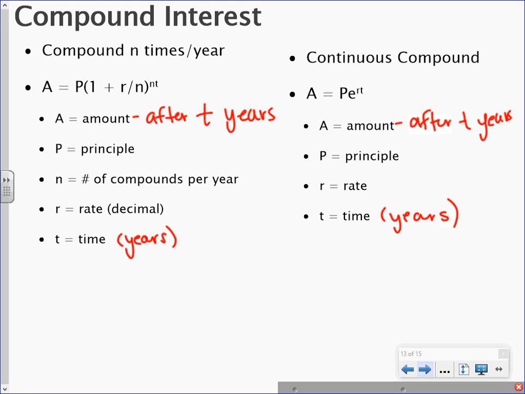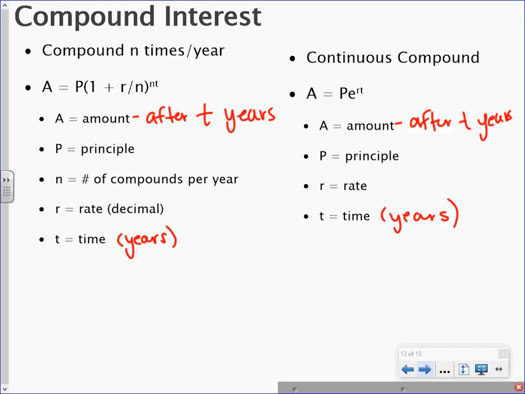That's your initial investment. The rate is how much you are either gaining or losing. If you're depreciating, you would have a negative rate. If you are accumulating, you're going to have a positive rate. You're going to get the rate as a percentage, but we know that percentages are written as decimals, and you'll need to make that connection when you use the formula.